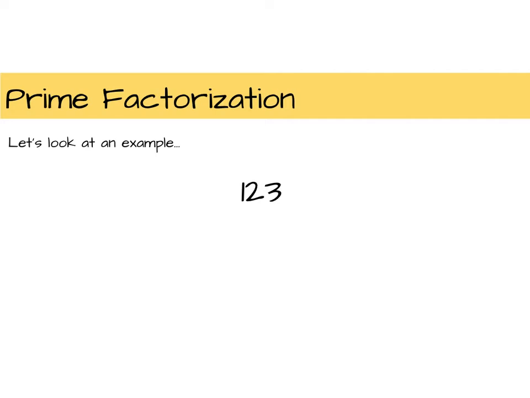Let's look at a bigger number. So again, we're looking at this. It's not even, but maybe we can divide it by 3, which would give us 41. And we know that 3 is prime, and 41 is also prime. So the prime factors here would be 3 multiplied by 41.